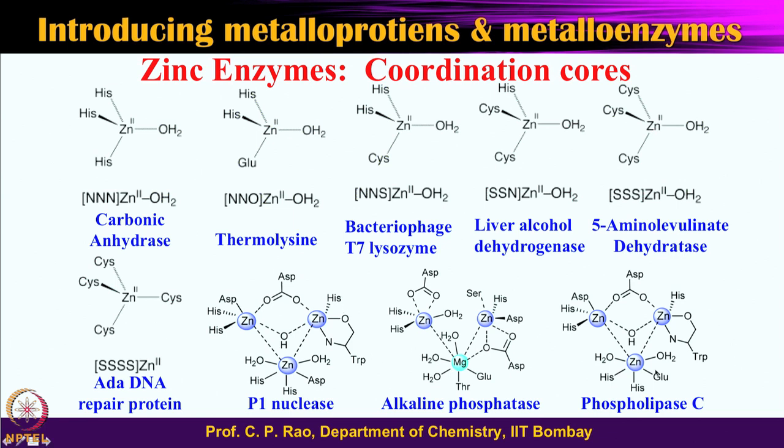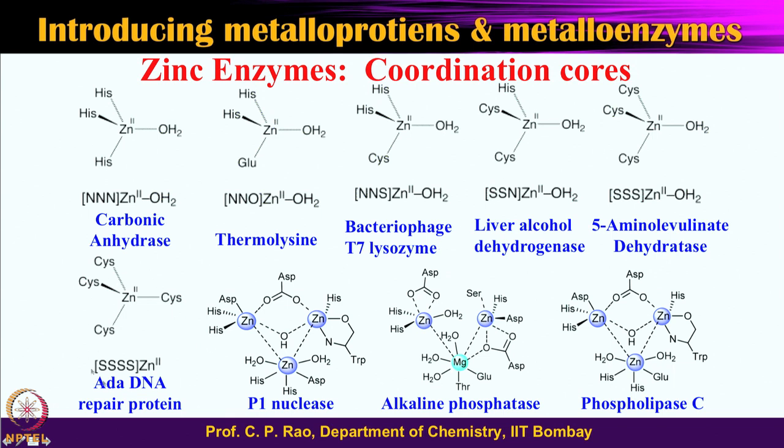In some enzymes, there could be more than one zinc center. One of the zinc centers could be catalytic, the other zinc center could be structural. For example, liver alcohol dehydrogenase has got 2 zinc centers. One zinc center has got 2 cysteines, 1 histidine, 1 water. The other zinc center has got all 4 cysteines.